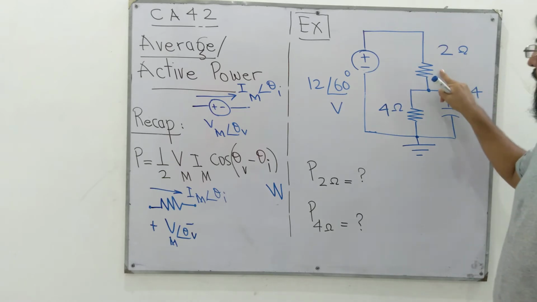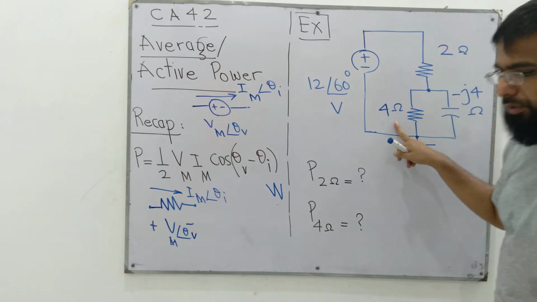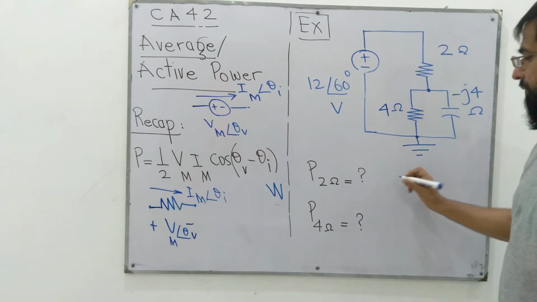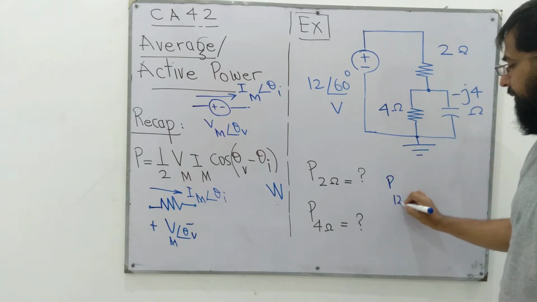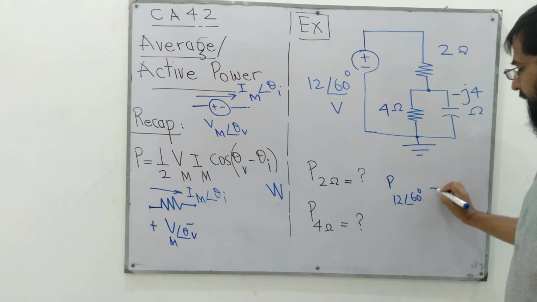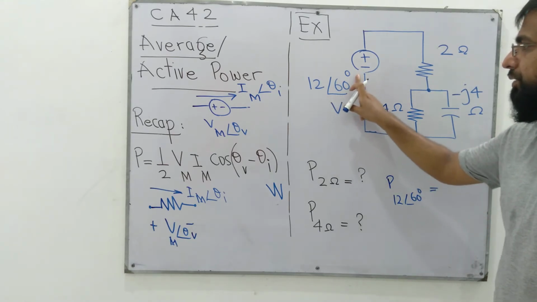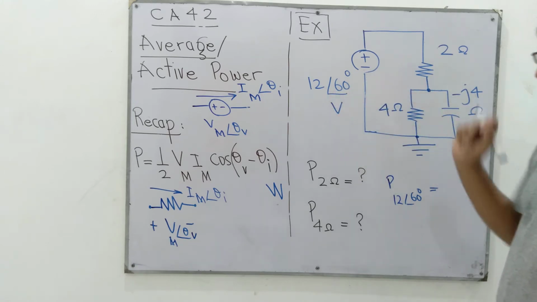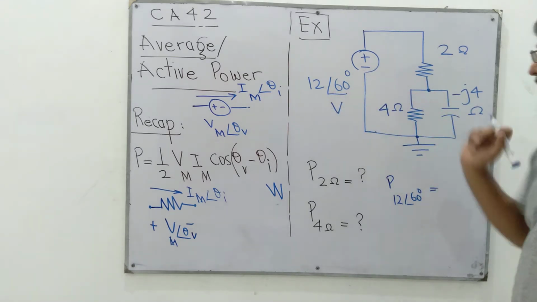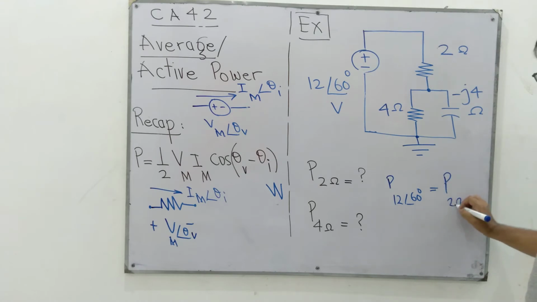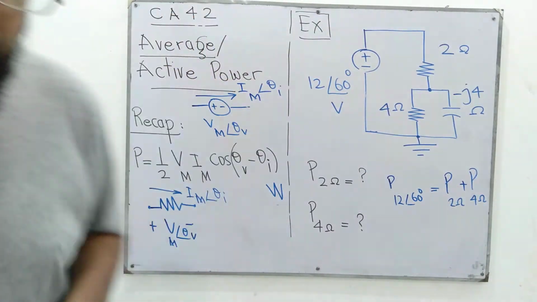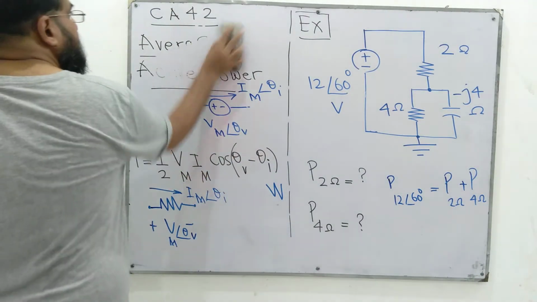However, if we add the power absorbed in this 2 ohm resistor and in this 4 ohm resistor together, that will be the power produced by this 12 at an angle of 60 degrees voltage source. So the power produced by this source would be equal to the power dissipated in the 2 ohm resistor and in the 4 ohm resistor. This we can verify at the end of this lecture.